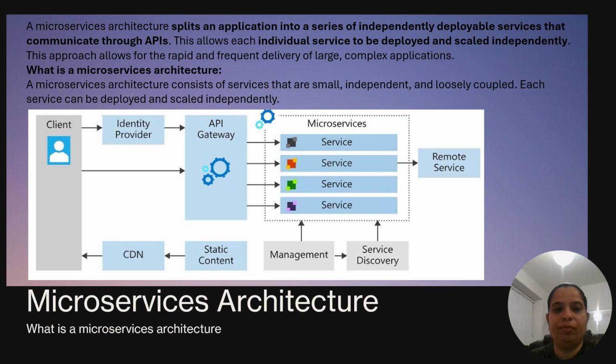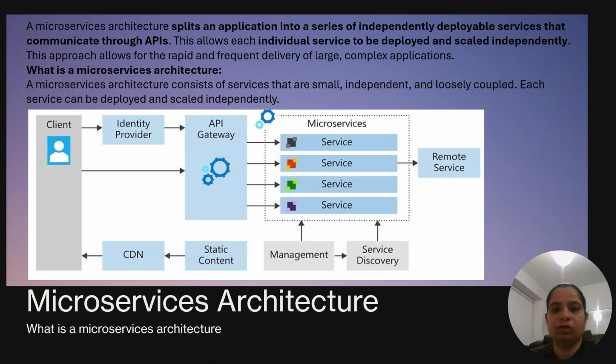Hi all, I have prepared slides for microservices architecture, the differences between microservices architecture and monolithic architecture, how it can be implemented in various servers, and the architecture of the system.